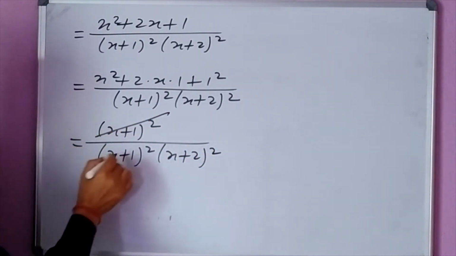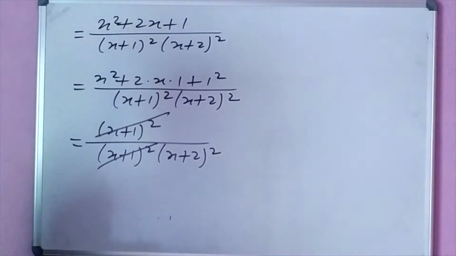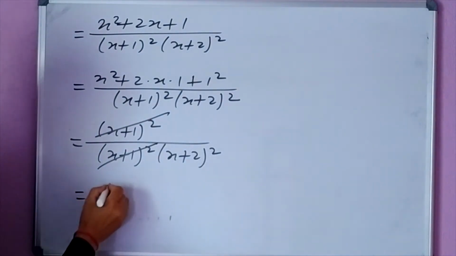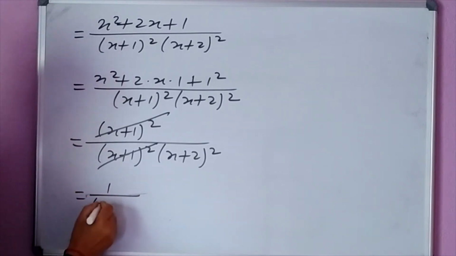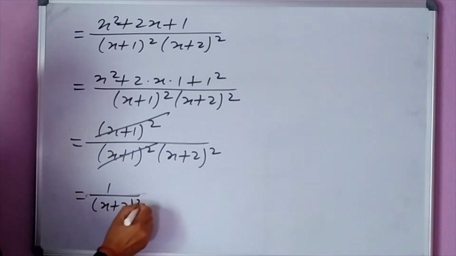This (x+1)^2 and (x+1)^2 cancel, numerator and denominator, and finally we get 1 upon (x+2)^2. So this is the answer.